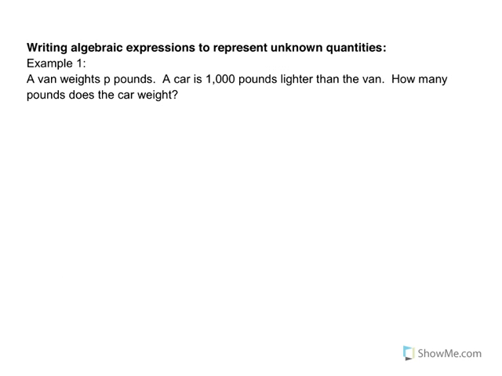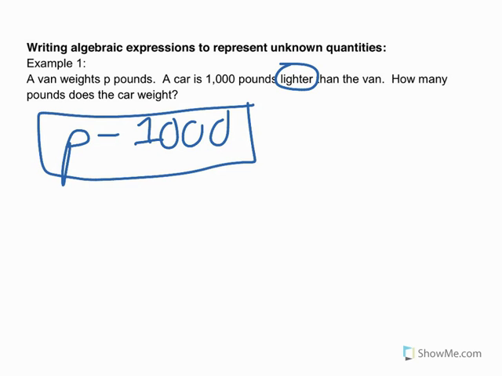So now we're going to translate some words into expressions. So the first example says that a van weighs P pounds. The car is 1,000 pounds lighter than the van. How many pounds does the car weigh? So the keyword here is lighter, and the lighter keyword means that there's going to be a subtraction. So if I'm representing the car's weight, well, the car weighs P, which is the van's weight, minus 1,000. So that is my answer.